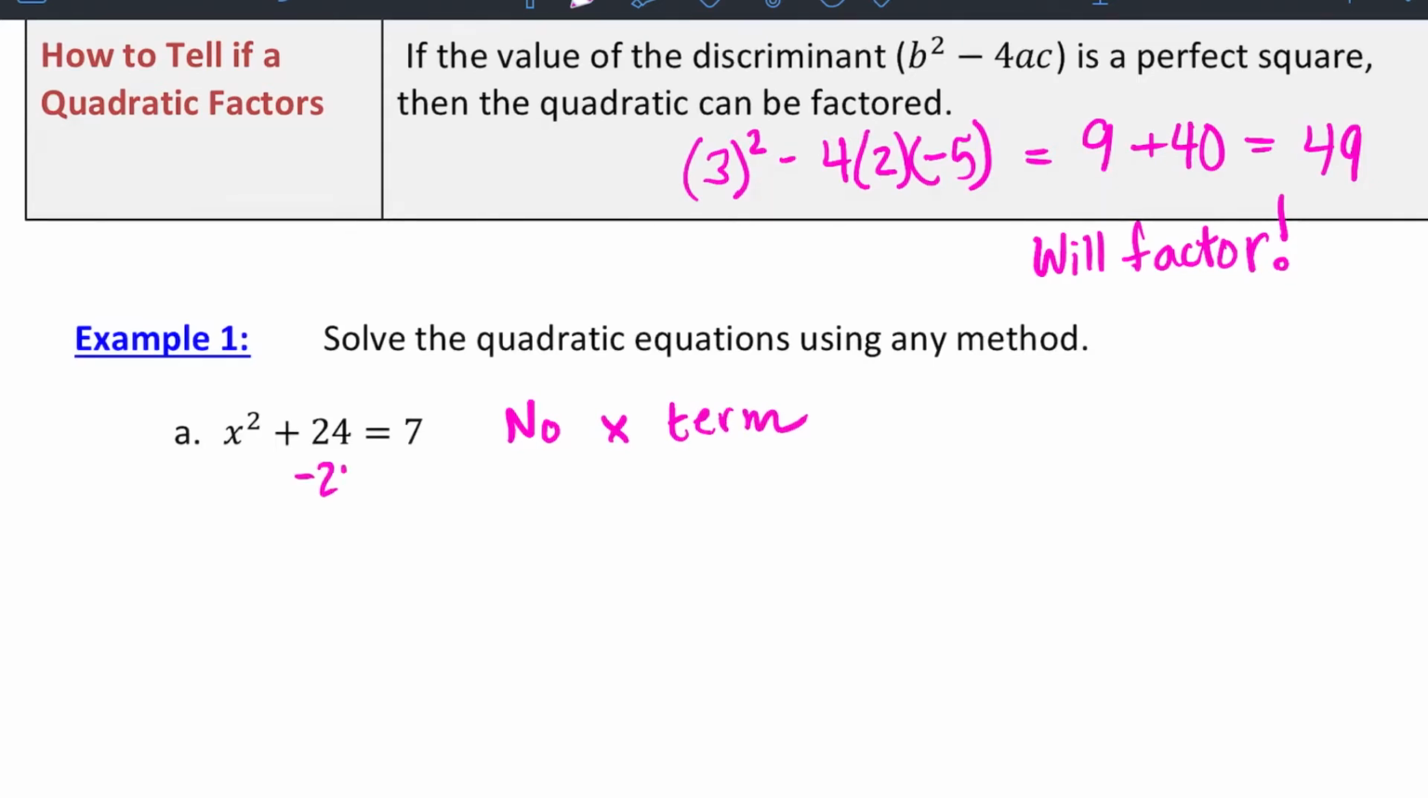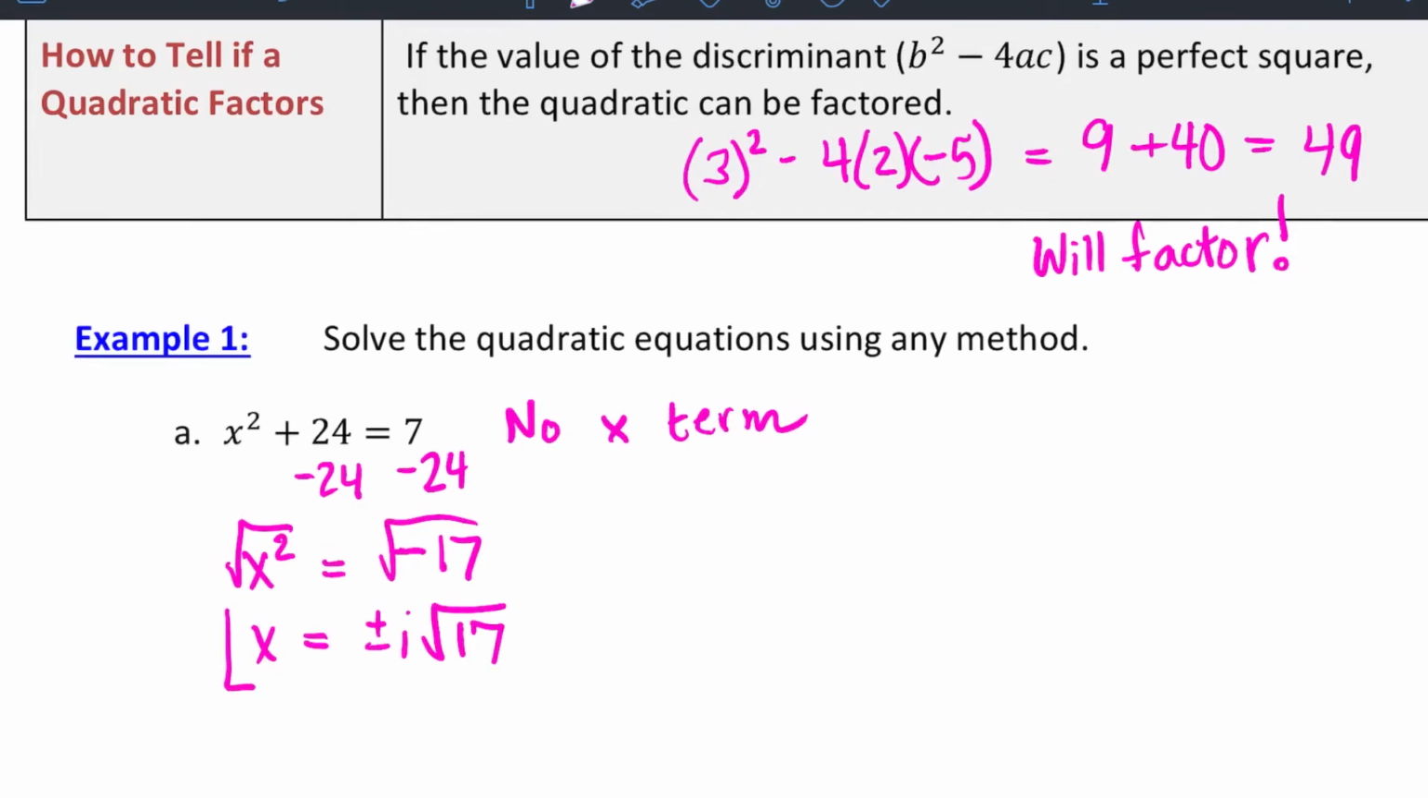quadratic equation. So on this one, if you don't have an x term, I can just get x squared by itself and solve by taking a square root. So no need to do quadratic formula, no need to factor. Just get x squared by itself, take the square root of both sides, and don't forget you need a plus or minus i square root of 17.